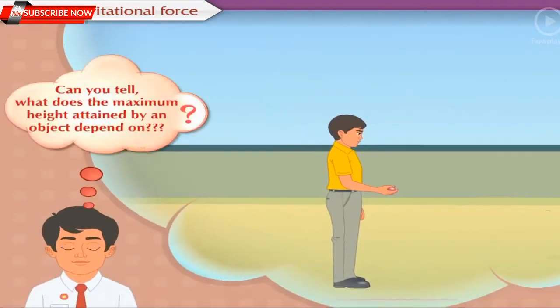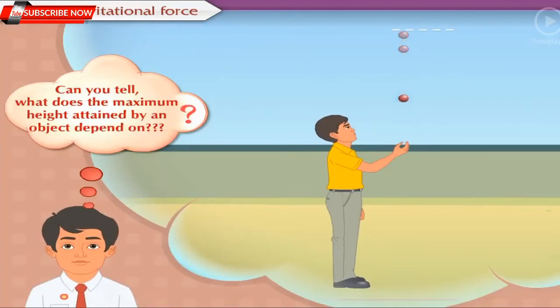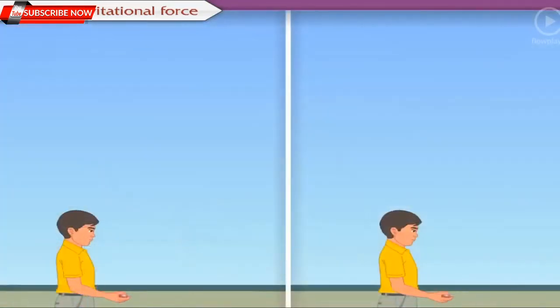Now, can you tell what does the maximum height attained by an object depend on? The maximum height attained by the object depends upon the velocity with which the object was thrown.